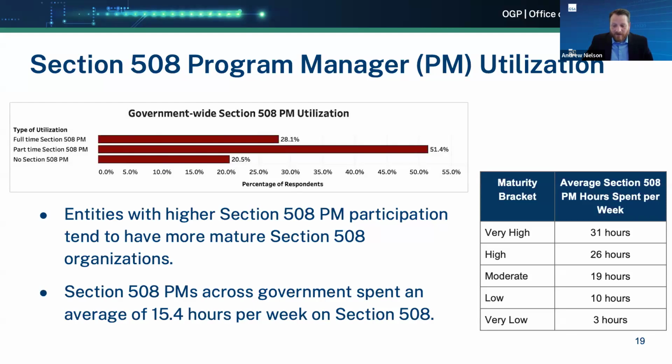So on average, Section 508 program managers only spent 15.4 hours, so even slightly less than part-time, doing Section 508 or accessibility related things. But the higher the maturity of the agency with regard to Section 508 or accessibility implementation, the more hours we saw Section 508 program managers spending.